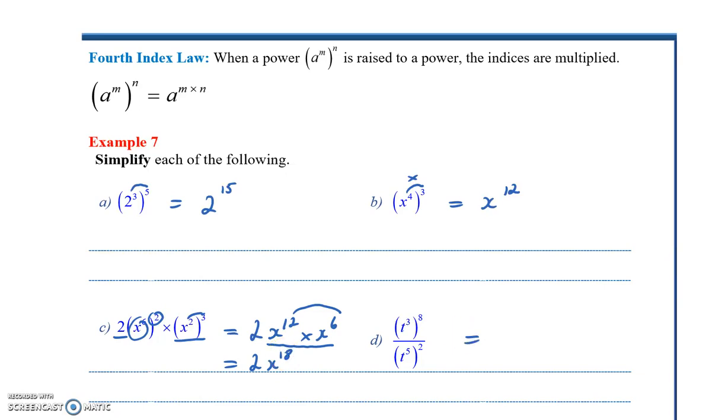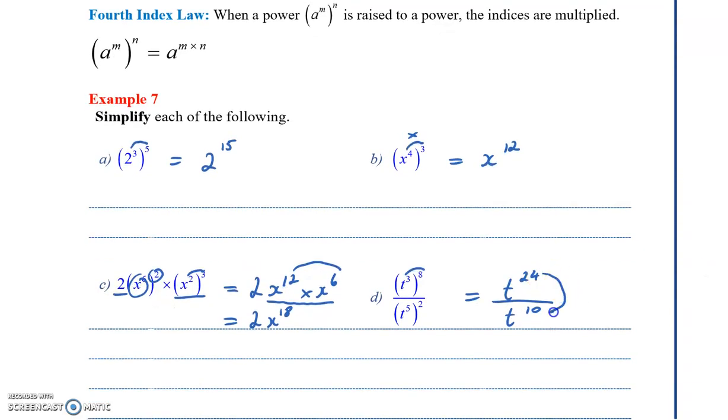In this case, we have a quotient with 2 brackets involved. So let's simplify the numerator first. 3 to the 8, we multiply, so 3 8s are 24. In our denominator, we have 5 to the t to the power of 2, so we multiply the 5 and 2 together to make t to the 10. Division means we now subtract these powers. 24 take 10 is 14.